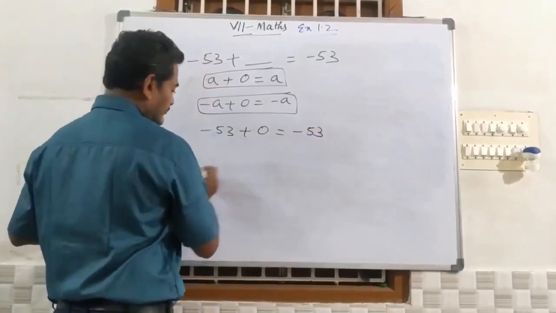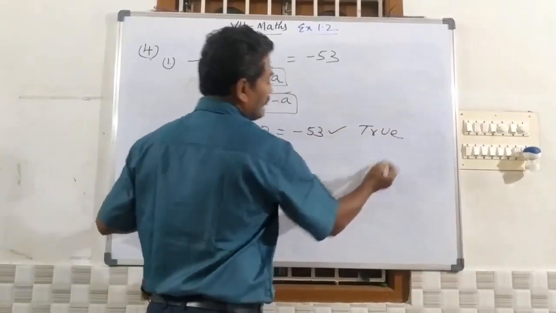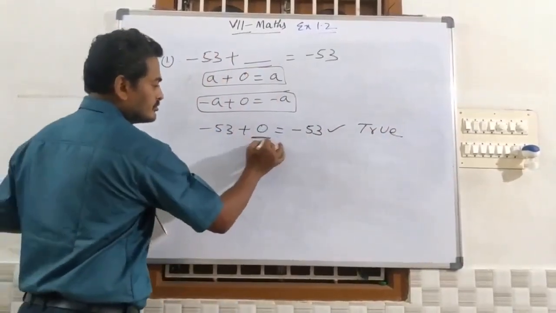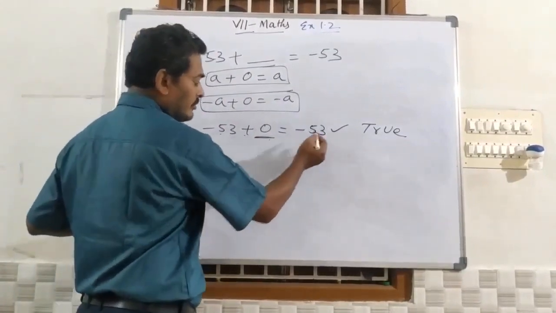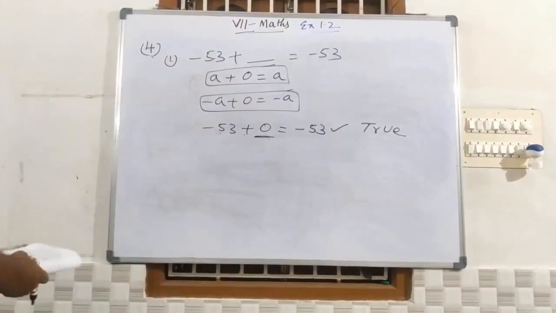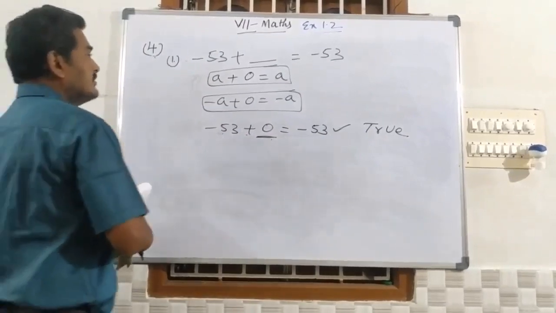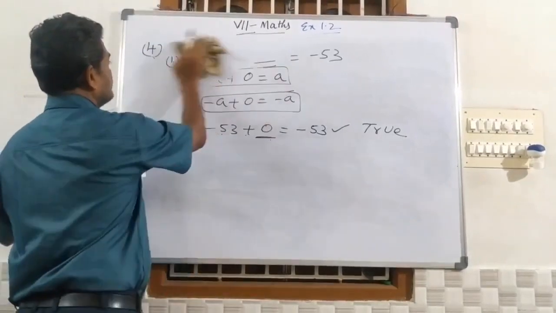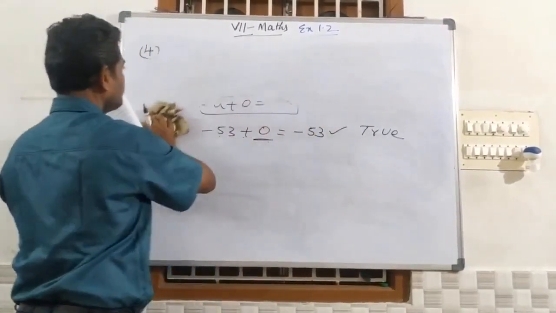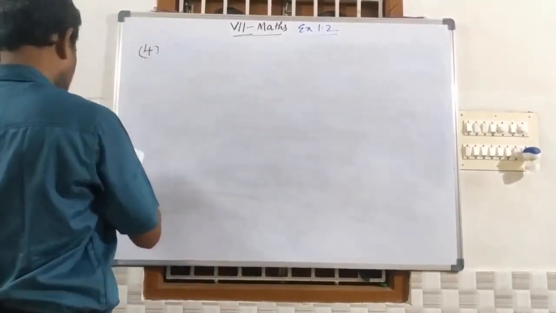That's why what can we prove? It is true. For which value is it true? So in this dash, minus 53 plus 0 equal to minus 53. So what is the correct answer? 0 is the fill in the blank. So this is the second question, and we go for the third question.